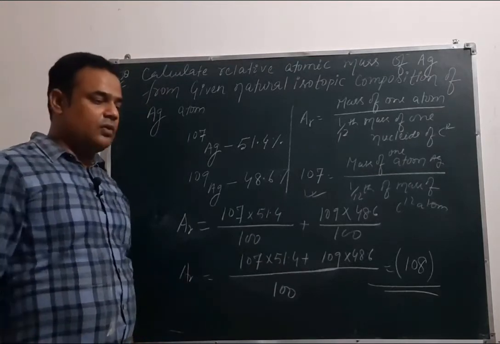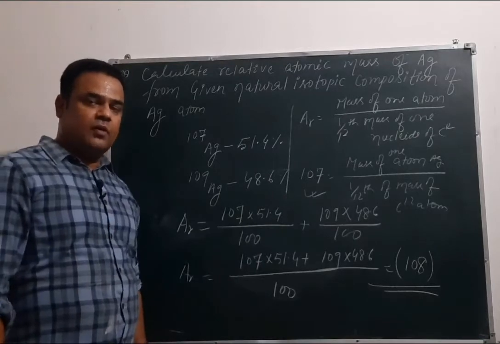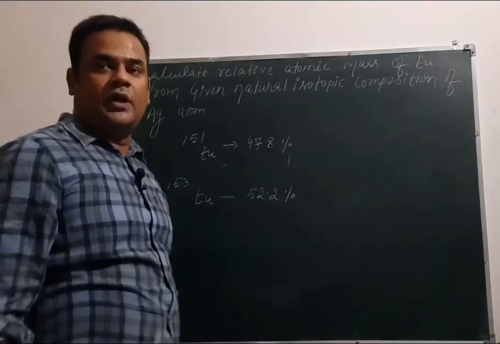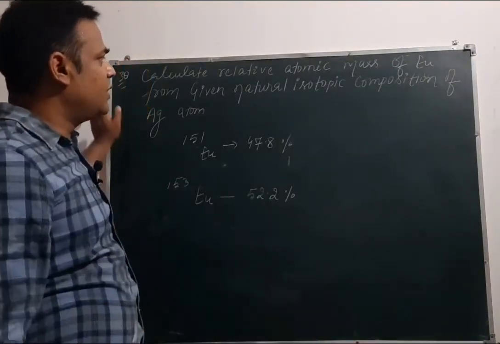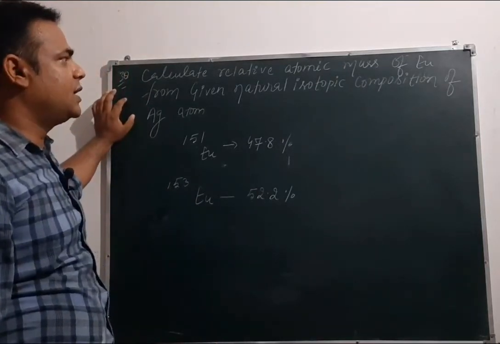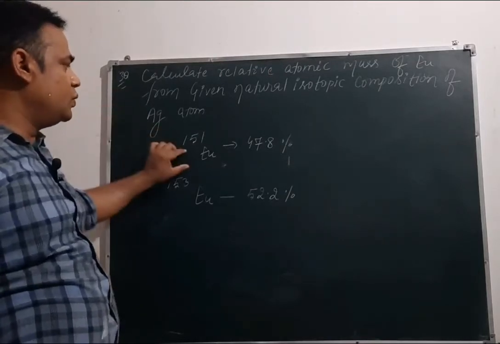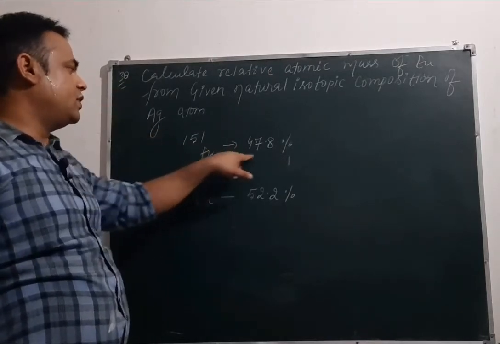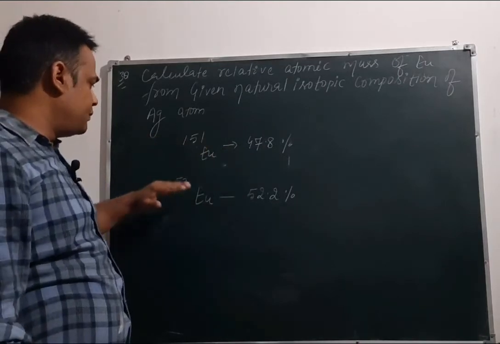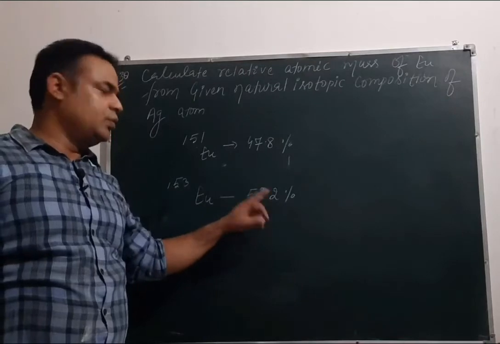Many times I told you. Now I am giving you one more question related to relative atomic mass, and try to solve this question. Here is the next question: calculate the relative atomic mass of europium from the given natural isotopic composition of europium atom, that is 151 Eu is 47.8% and 153 Eu is 52.2%.